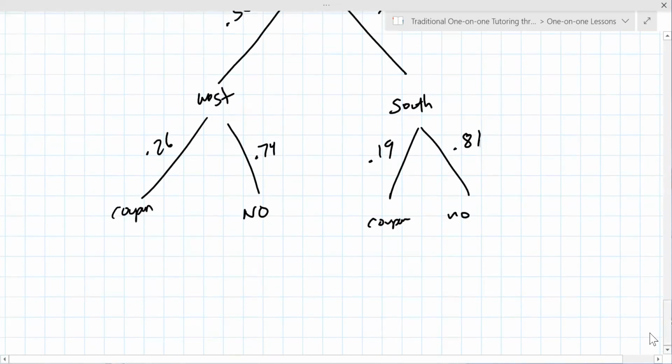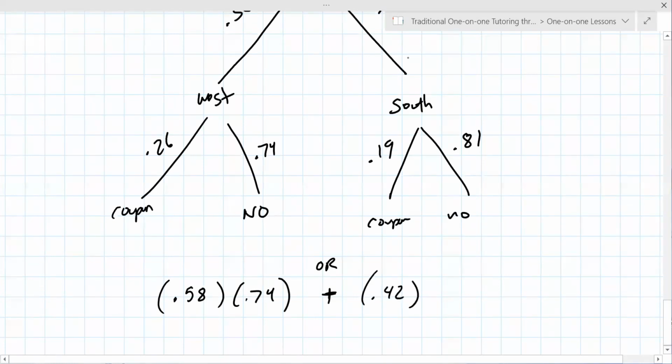Okay, so the west and no is 0.58 times 0.74, plus the south and no, 0.42 times 0.81. So you just add those two together. Gotcha, that's easy. Okay, that's simple. And then I think 8 is the same thing, but I can figure that out. I'm sure of it. So we don't have to do that one.